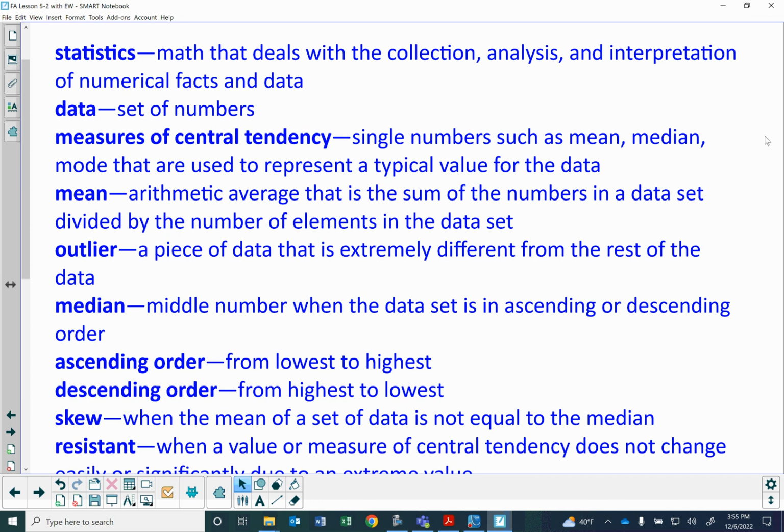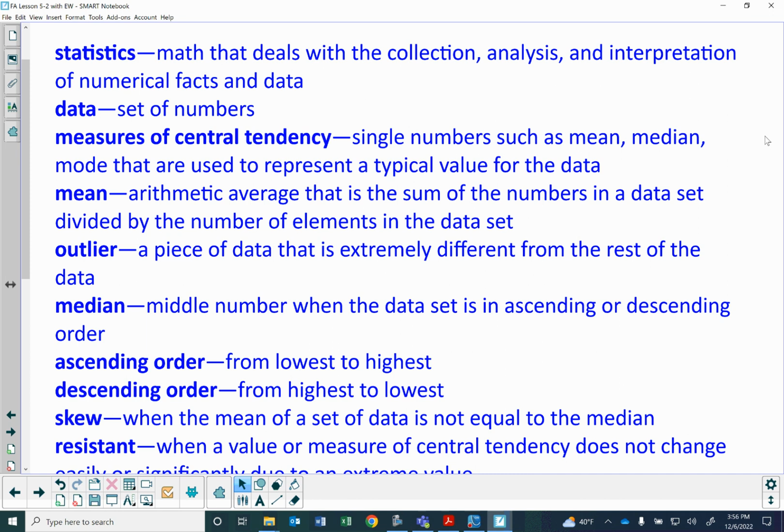Your mean is your arithmetic average, and that is the sum of the numbers in the data set divided by the number of elements in the data set. An outlier is a piece of data that is extremely different from the rest of the data, which means it's either much larger than the majority of the data or much smaller than the majority of the data.